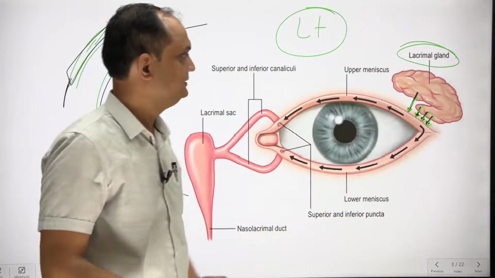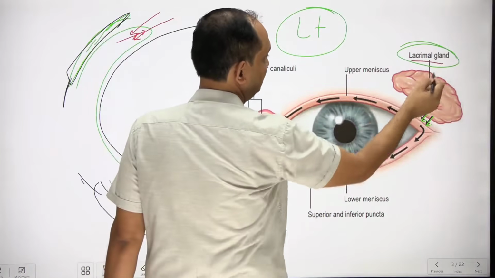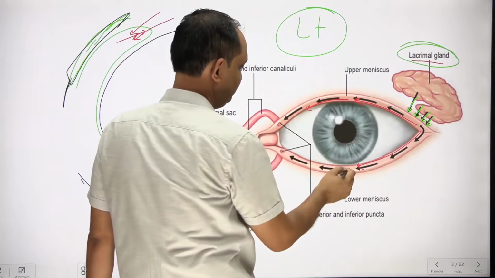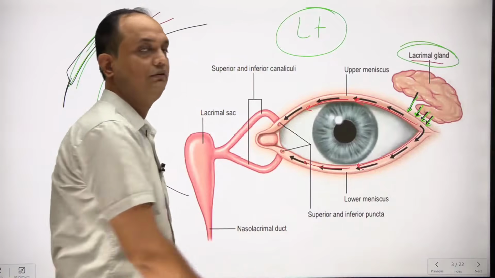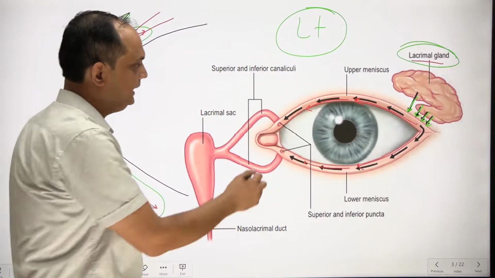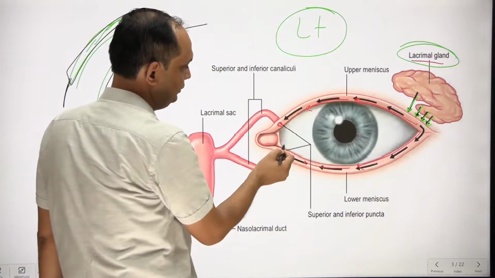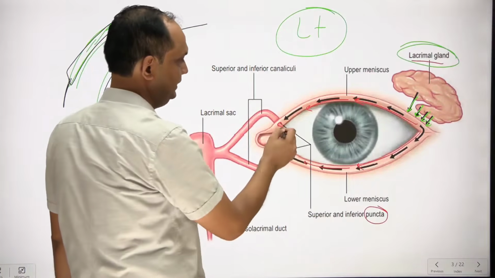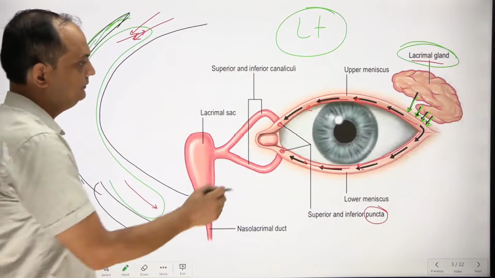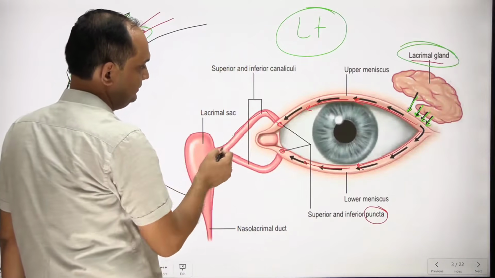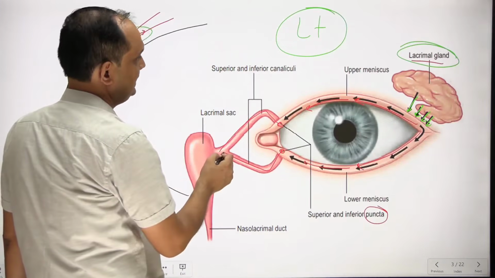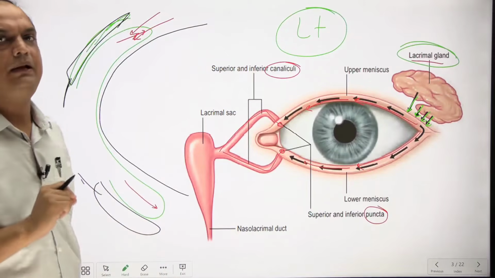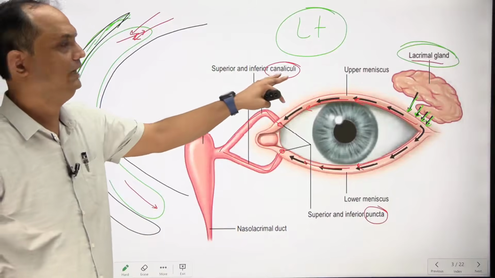And whatever the fluid is coming from the lacrimal gland, it will reach to these fornix on the medial side of your eye. Now at the medial angle of the eye, you have the two small foramens which are known as puncta, superior and inferior puncta. From the puncta we have a deep connection. This connection is known as canaliculi. These connections are known as very fine capillary canals, that's why they are known as canaliculi.